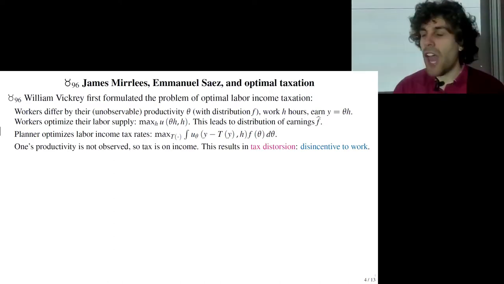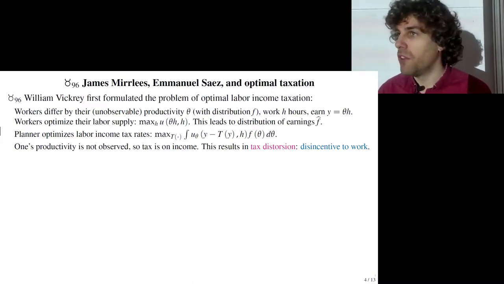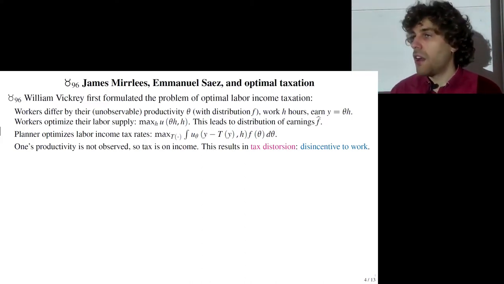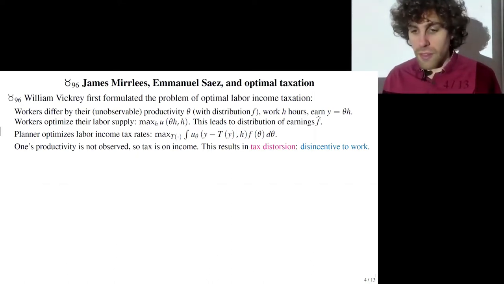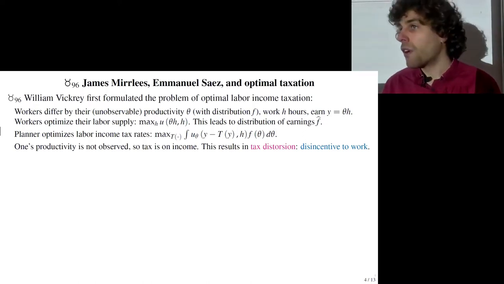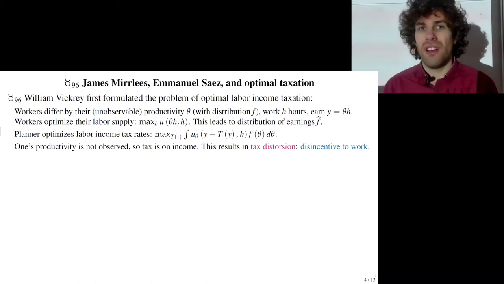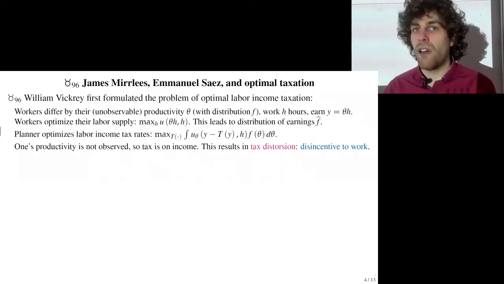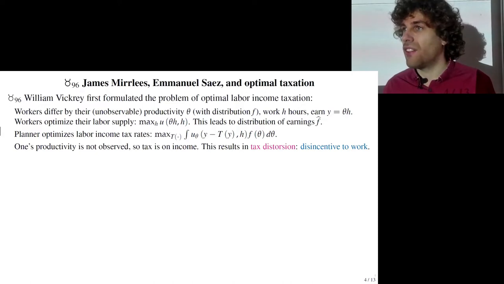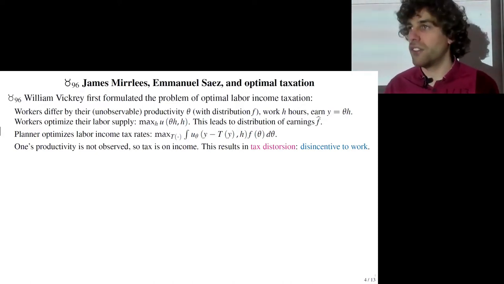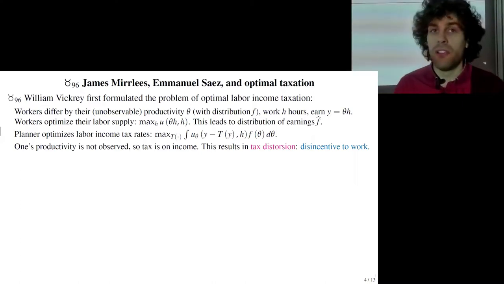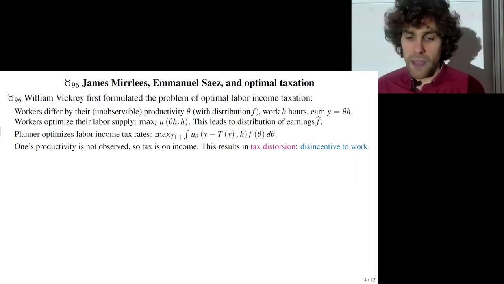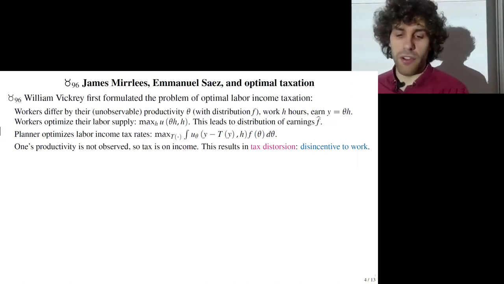So the ideal solution would be to tax people in function of productivity directly. Because then you could tax highly productive people more, and they could not pretend that they are a low productivity type and then obtain low taxation. You could tax them a lot to force them to work hard, basically. But productivity is not observed, so we are in a second best world. We have to tax income, which is the observed variable.